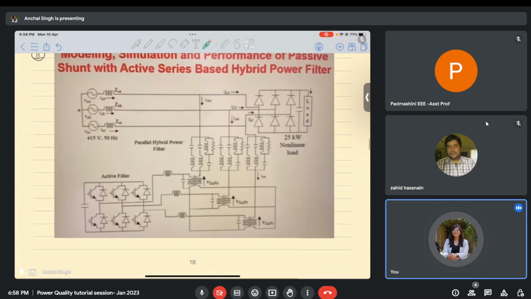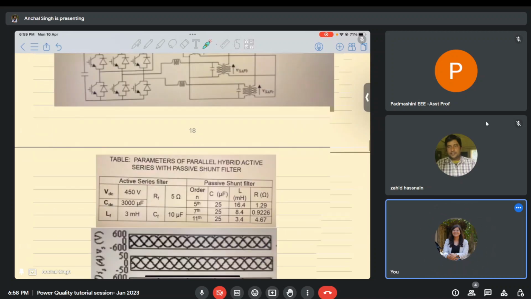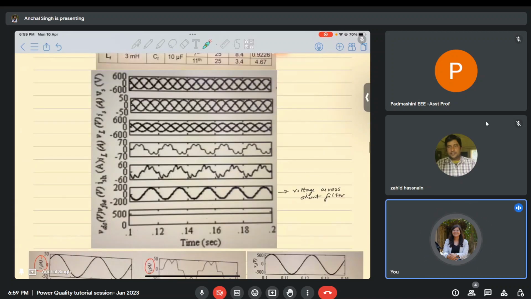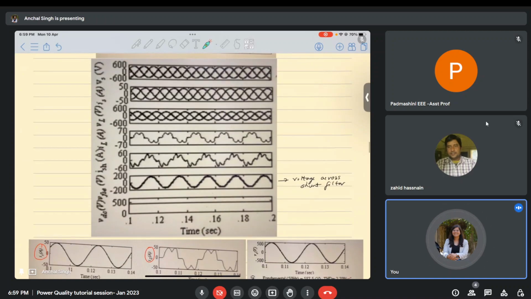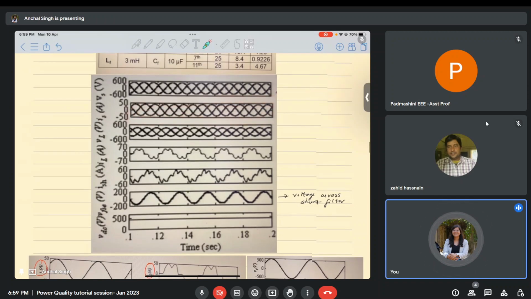Another example is a passive shunt filter connected in series with an active series filter. So this series filter is also connected in the shunt branch itself. This is a parallel hybrid filter. In this particular case, if you put in these specifications, you will be able to obtain these waveforms. Again, the waveforms are not that clear, but you can observe that the supply current you are able to obtain with the help of the filter is very beautifully sinusoidal in nature.